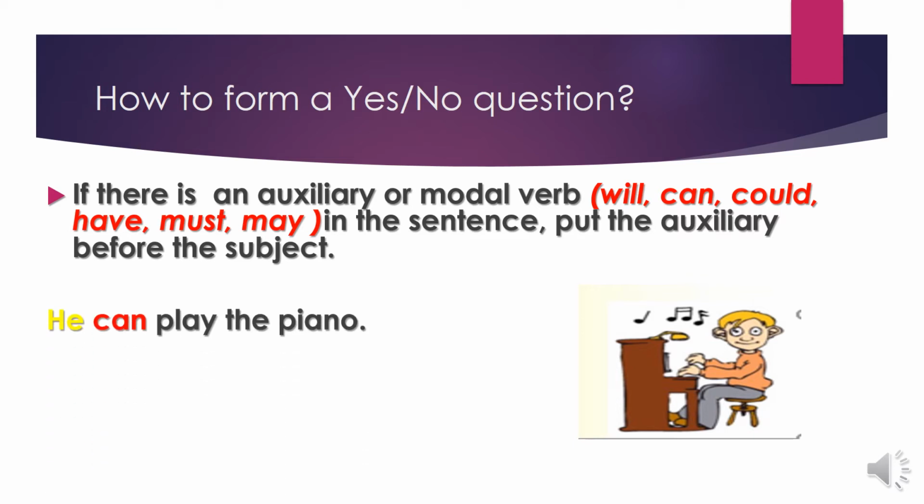So, he can play the piano. In the sentence, we have the modal verb can. To form the question, or the yes or no question, I have to put can before the subject. And thus, the question will be, can he play the piano?